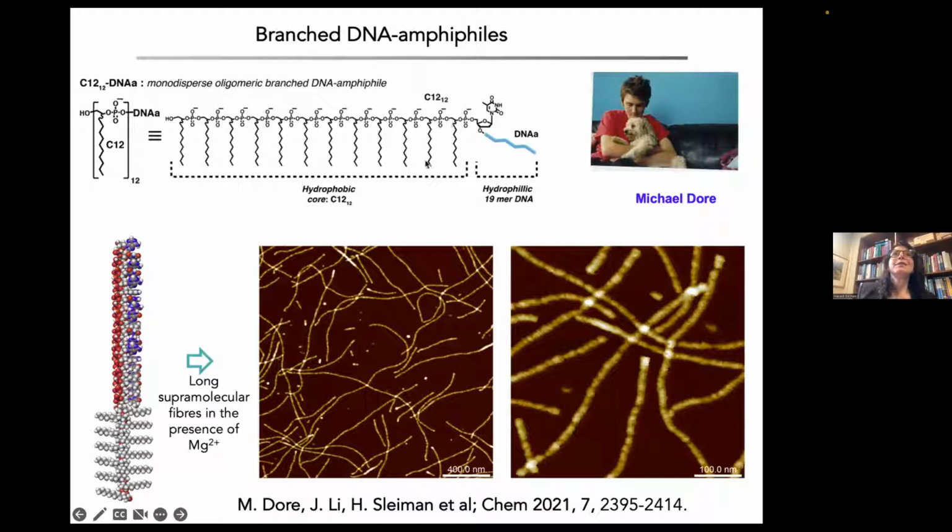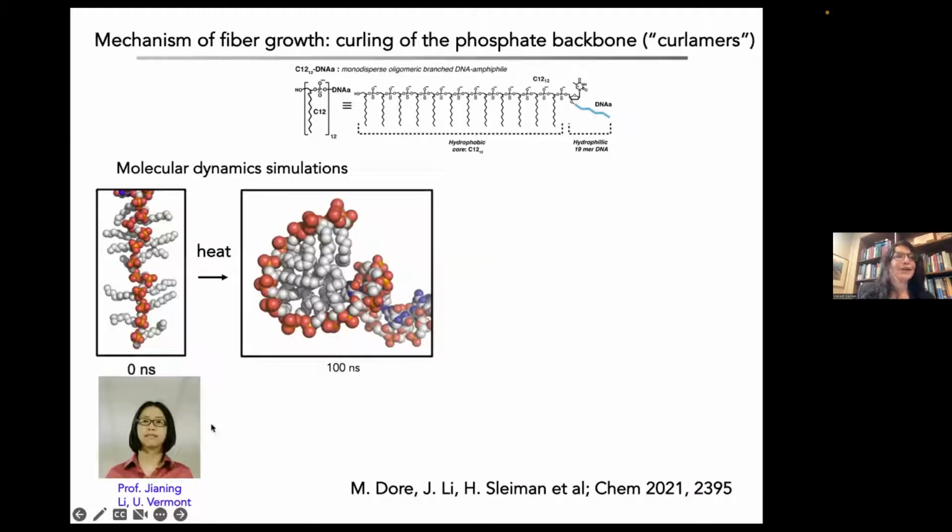And the carbon chains are coming out as branches from these monomers. Okay, and what Michael showed is that these actually assemble into fibers rather than spheres. So why do they assemble into fibers? We were very intrigued fundamentally on why this was happening. So we teamed up with a group of Jianing Li at the University of Vermont. She has now moved actually to Purdue University.